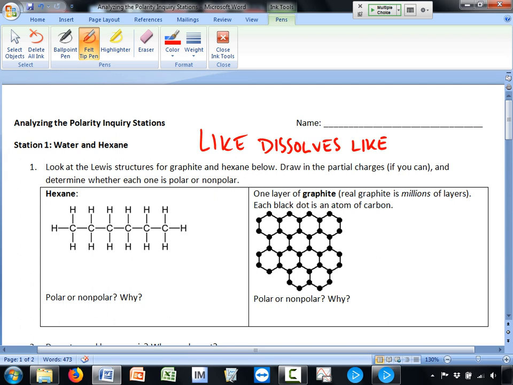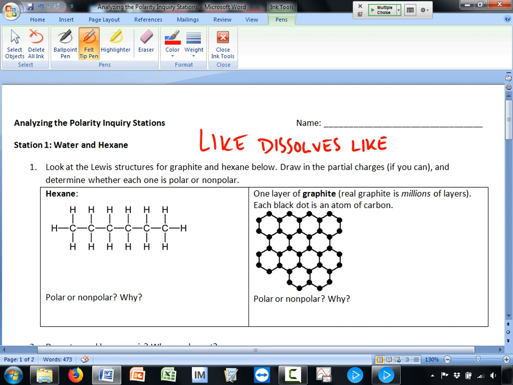Okay, so like dissolves like is a way of saying similar polarities tend to attract each other. So polar things tend to attract polar things. We know that polarity is when there's an uneven distribution of charge in the molecule. We know that nonpolar substances have the charges evenly distributed, and therefore they don't have one end that's more negative or more positive than the other. So things that are nonpolar tend to stick with things that are nonpolar. Things that are polar tend to stick with things that are polar, but nonpolar and polar don't usually mix.